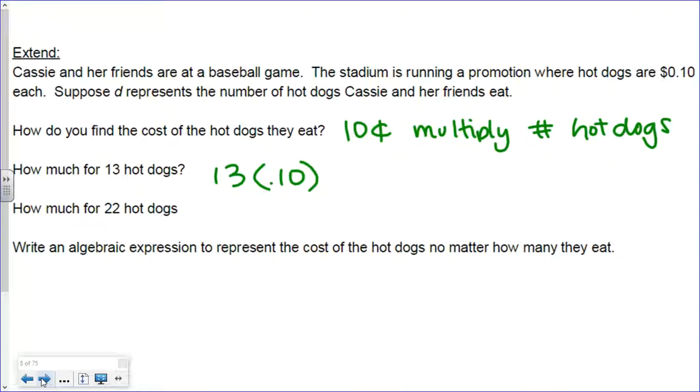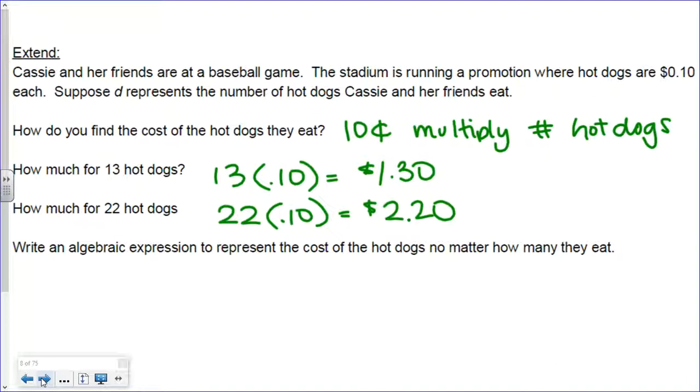Anybody know what this is without using their calculator? Anybody really good? Okay, from now on, make sure your calculator's out, but we're running out of time. So I'm just going to tell you, this will be $1.30. How would I find the cost for 22 hot dogs? And that would give you $2.20.